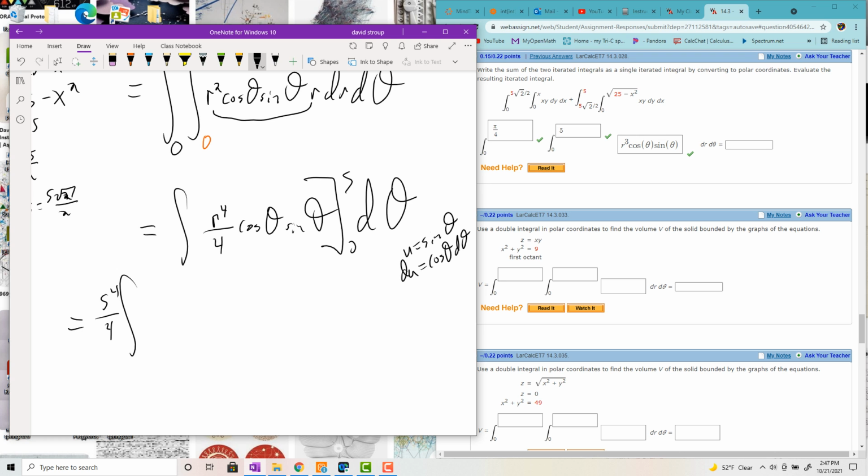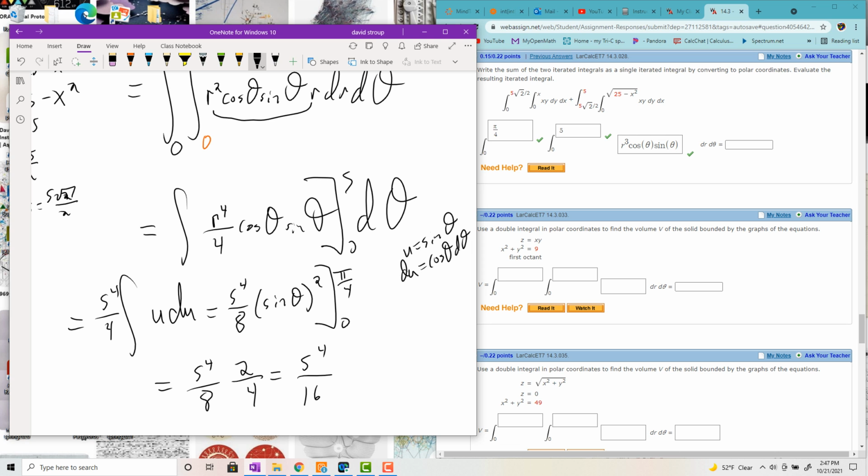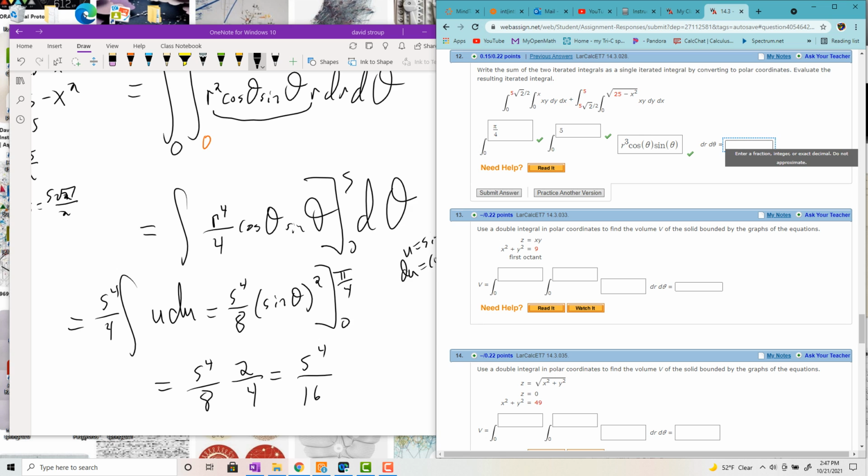Okay, so I can just write u du, and that would be 5 to the 4th all over, so it'd be u squared over 2, so now all over 8, and of course u is sine theta squared, and then I want to go from 0 to pi over 4. Sine of pi over 4 is root 2 over 2. Squaring root 2 over 2 is the same as 2 all over 4, which is 1/2, so I get 5 to the 4th all over 16. Whatever the heck that is.